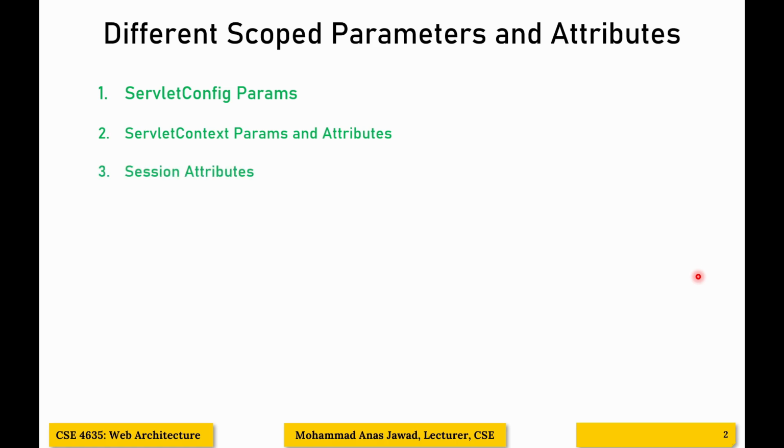So today we will be starting our discussion based on the different kinds of scopes that exist for different kinds of parameters and attributes. Depending on the kind of scope, we have different kinds of parameters and attributes like servlet config parameters, servlet context parameters and attributes, session attributes, request attributes, and page scoped attributes. Now, among all of this, page scoped attributes only apply to the attributes that are defined in JSP pages. So now let's take a detailed look at each of them.